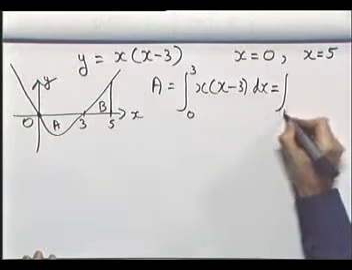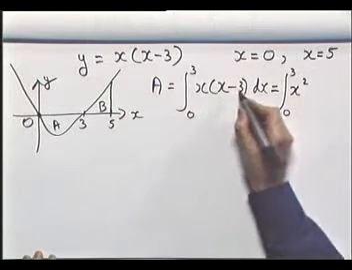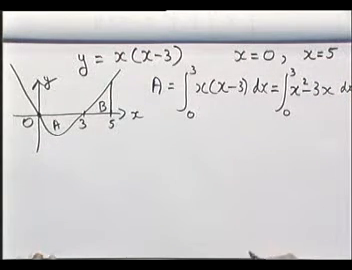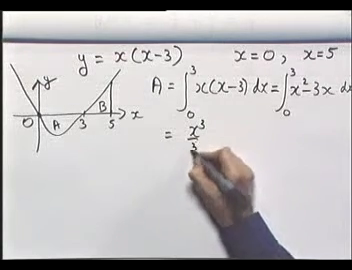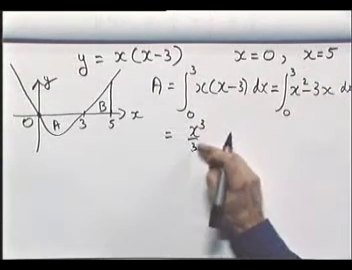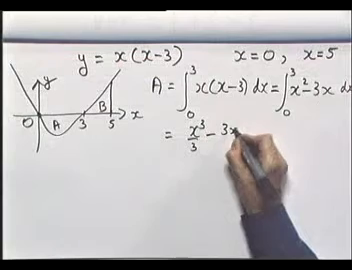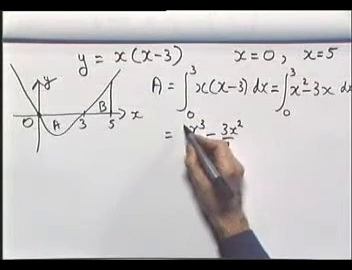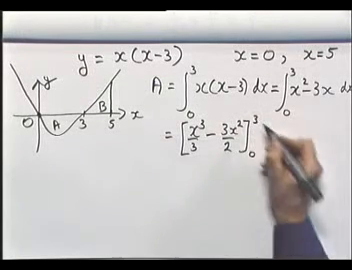Let's multiply out the brackets first. So x times x gives us x squared. x times minus 3 gives us minus 3x. And we're integrating that with respect to x. So let's do the integration. x squared integrates to x cubed over 3. Add 1 to the index and divide by that new index. Minus 3x. This is x to the power 1. Add 1 to the index and divide by the new index. And that's to be evaluated between 0 and 3.